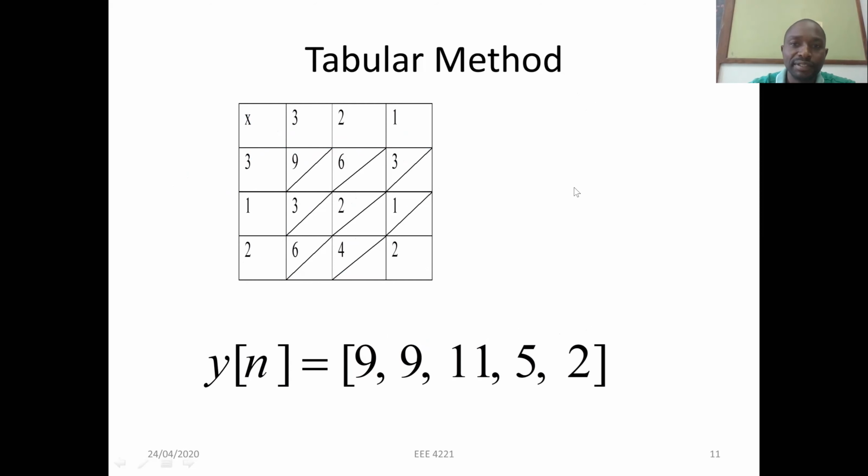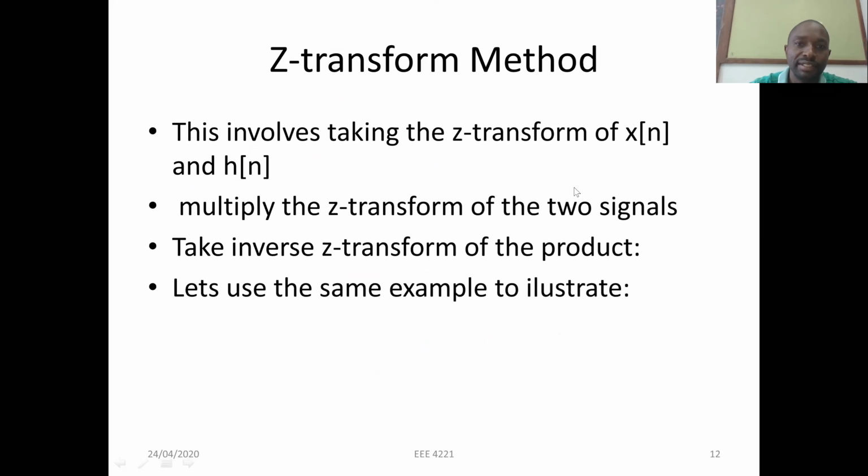Let's move on to the next method. And the next method uses Z-transform. You recall in lecture number 8, I did mention that we'll be applying Z-transform in solving the convolution of 2 signals. And so this is a part where we are applying them. And basically, it involves the following steps.